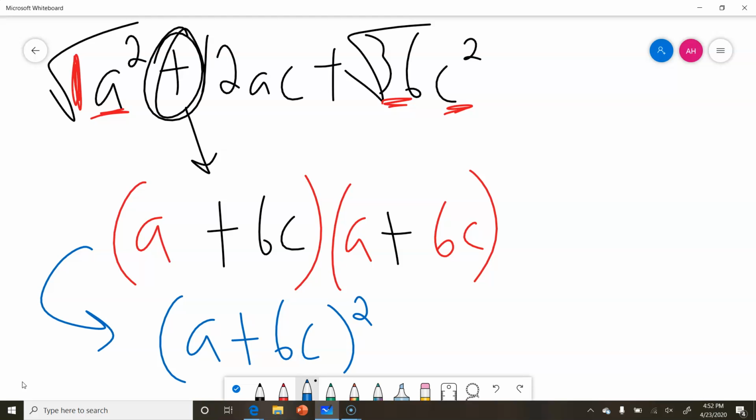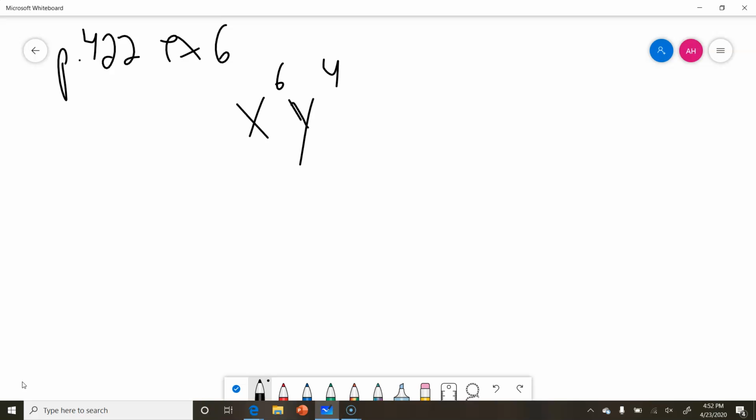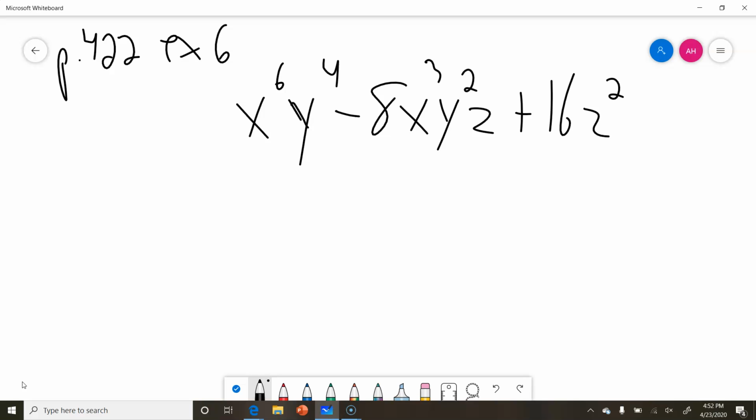Okay, let's do one more that has a little more of a challenge in it. And this is example on the back of the page. This is on page 422. And this is example 6. Okay, and it says x to the 6th y to the 4th, minus 8x cubed y squared z, plus 16z squared. Okay, now all I have to do in this one is the same thing.